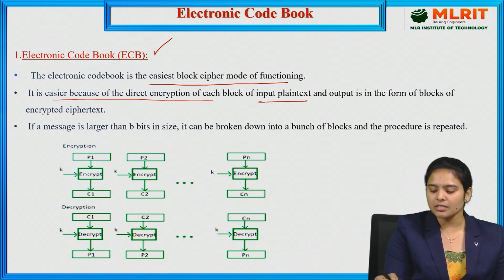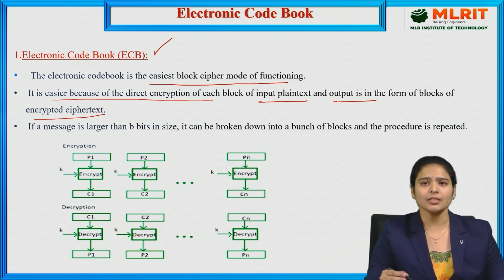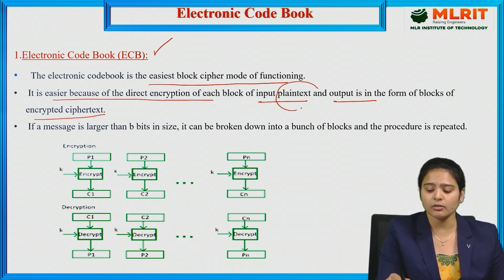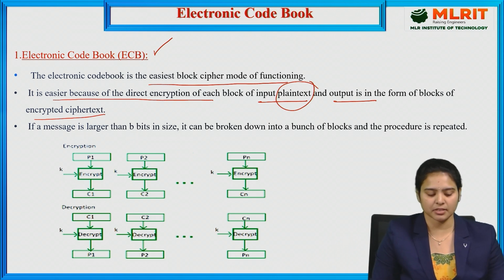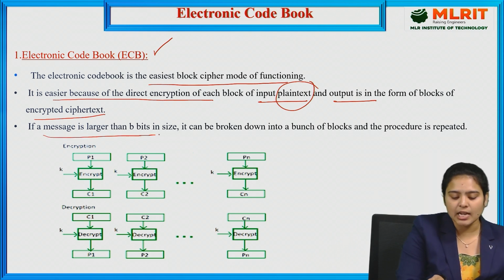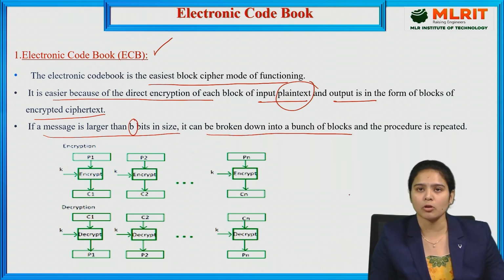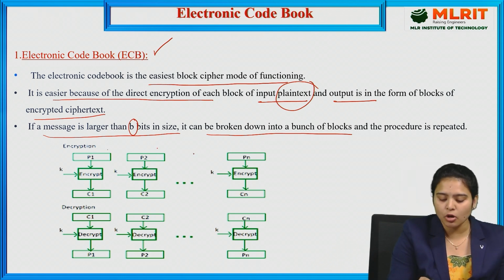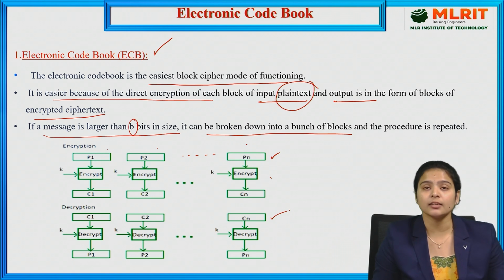So, input plain text, and we need the output in the form of encrypted ciphertext. Ciphertext is nothing but a conversion of the original plain text. For example, if a message is larger than b bits in size, it can be broken into a bunch of blocks: process 1, process 2, and so on up to Pn. Here P is plain text and C is ciphertext.